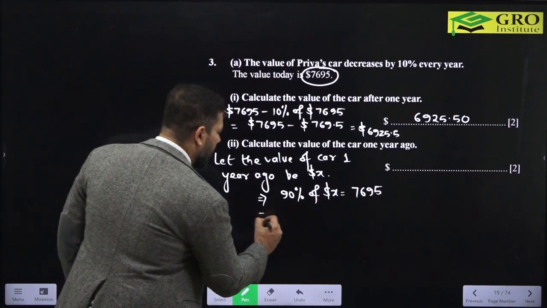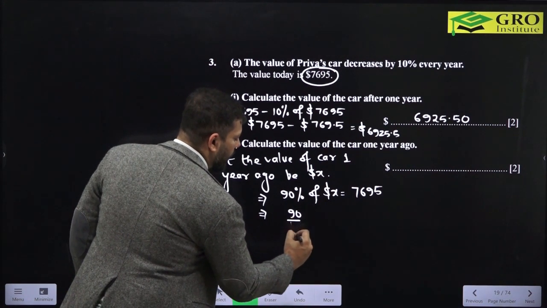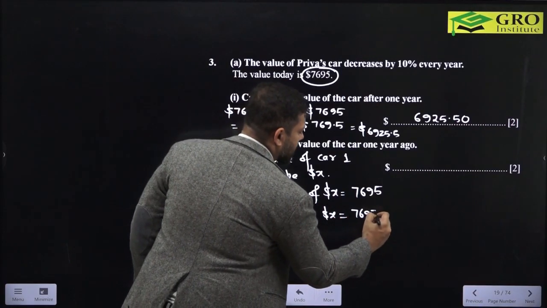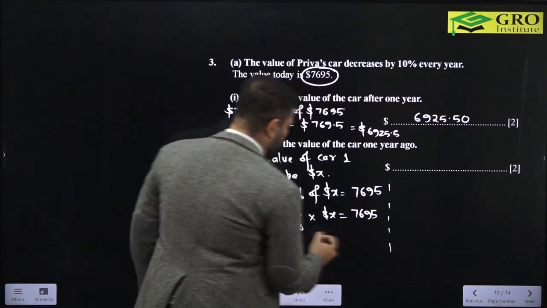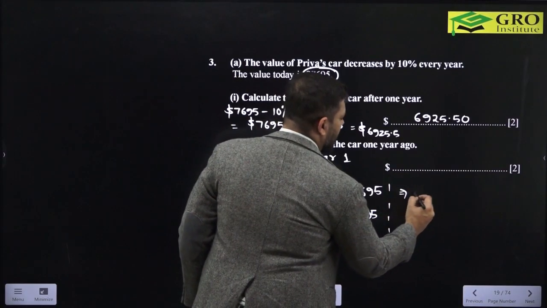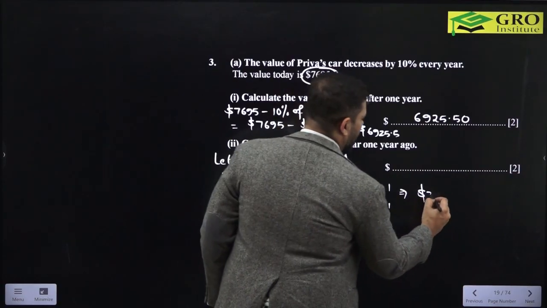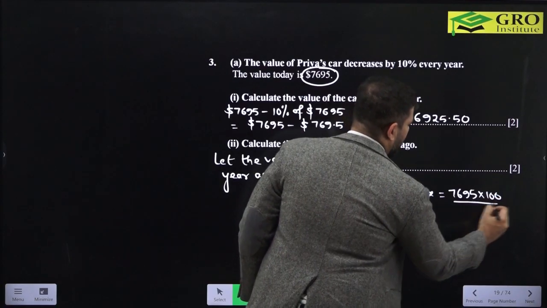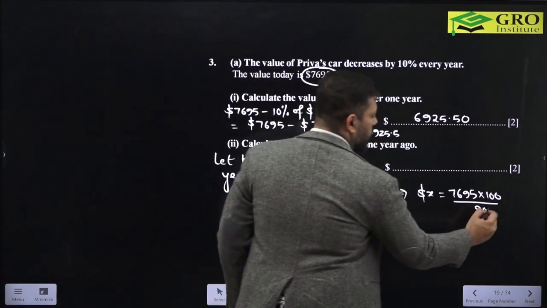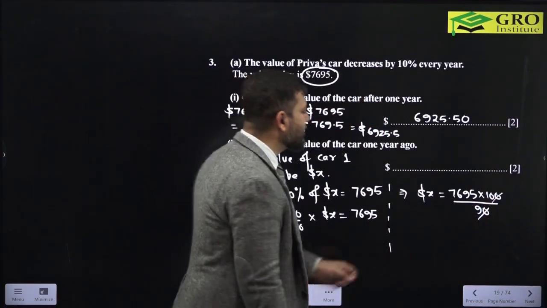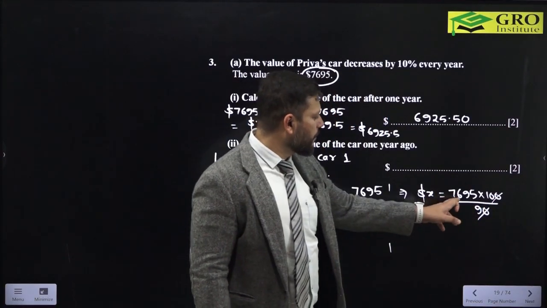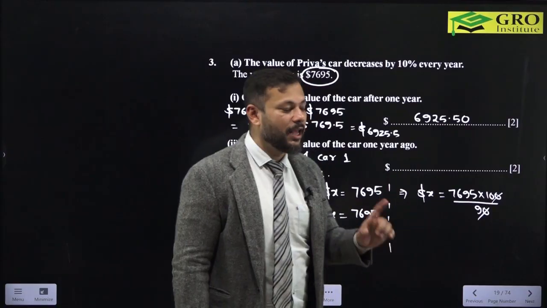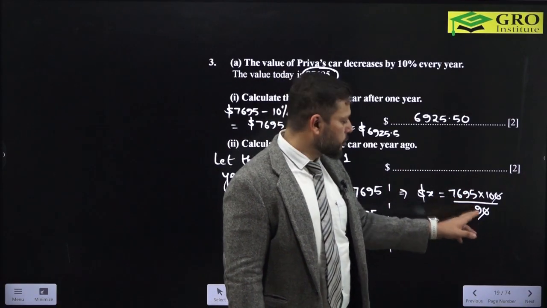So let us quickly solve it. 90% can be written as 90 upon 100 multiplied with X dollars is equals to 7,695. I will simply transpose this 90 upon 100 to the other side. So I'll get the reciprocal of 90 by 100. I'll write it as 7,695 multiplied with 100 divided by 90. This 0 cancels this 0, and will 9 cancel 7,695? Let us check. 7 plus 6 would be 13. 13 plus 9 is 22, and 22 plus 5 is 27. Yes, this is a multiple of 9, so definitely 9 cancels it.